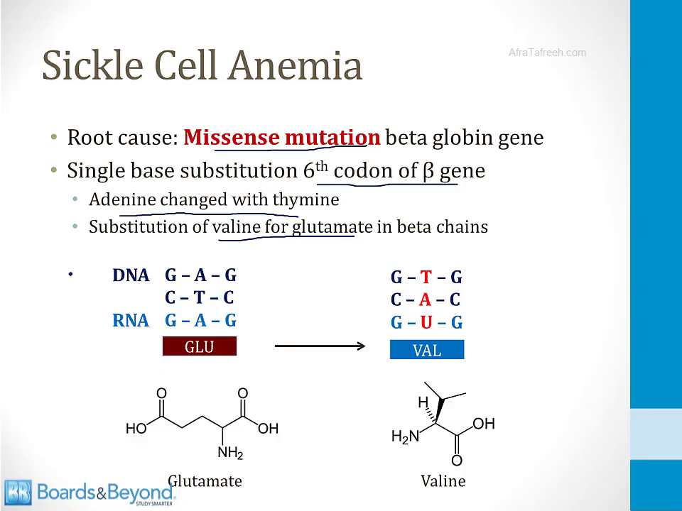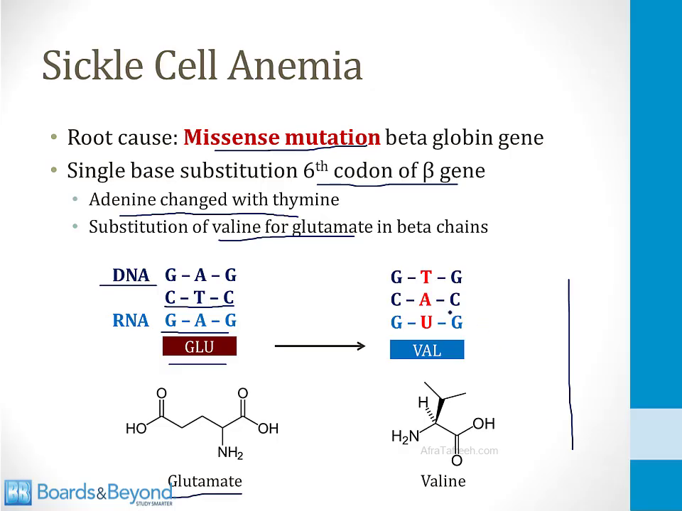On the bottom left side of the screen, I've shown you the makeup of someone with normal beta globin genes. There's a double strand of DNA, and the template strand that is used to make RNA is CTC. This codes for an RNA molecule that is GAG, and that codes for glutamate, and thus glutamate is placed in the beta globin chain.